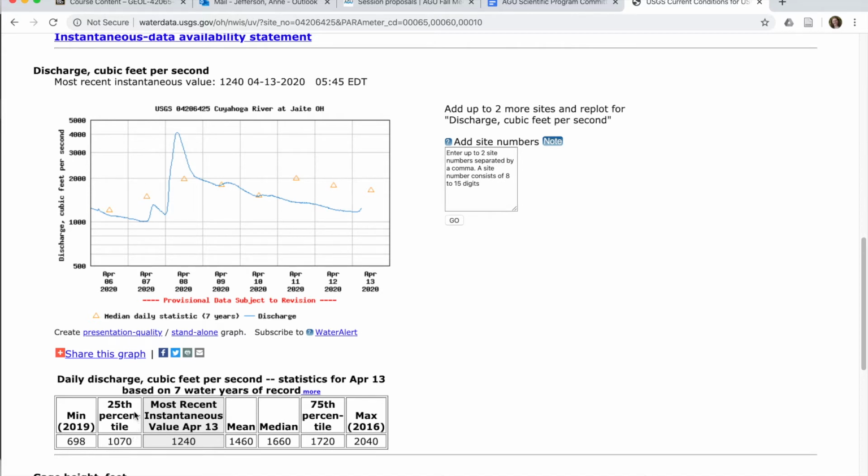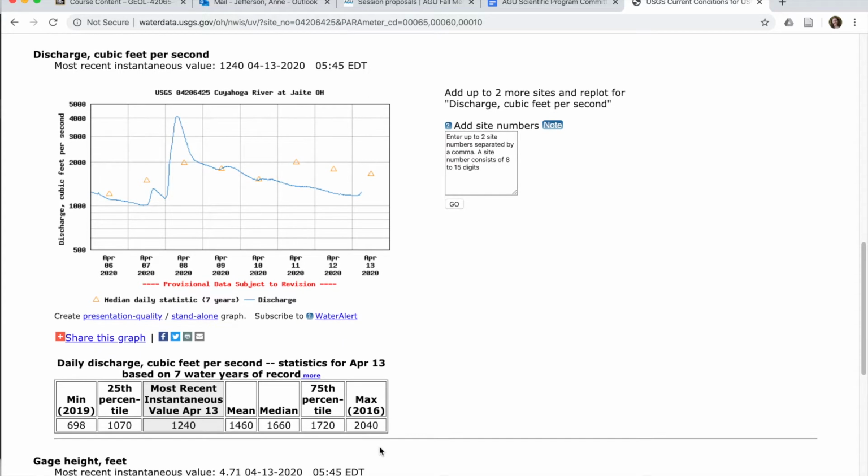One quarter of years of April 13th data come in at 1070. We're at 1240. That's a little bit below the mean, a little bit below the median, definitely below the 75th percentile. And now we can see that for this day in the 7 years that we have record for, the highest flow was in 2016 at just over 2,000 cubic feet per second. By the way, the lingo for cubic feet per second is CFS. All right, let's keep scrolling down.